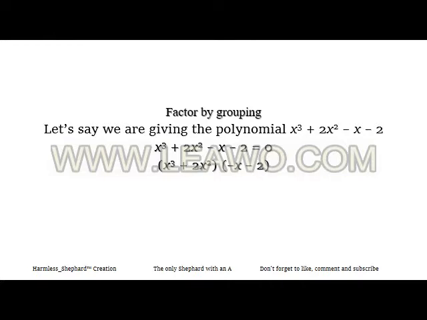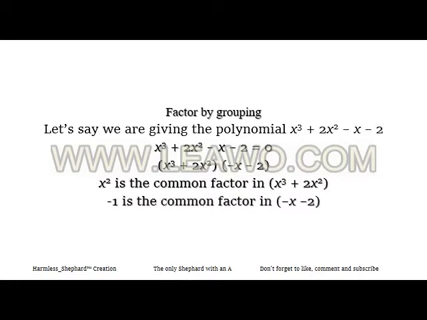Then after grouping into 2, we have to check what is common in each group. As you can see, in the first group x squared is common, and in the second group minus 1 is common. So we now simplify the groups.